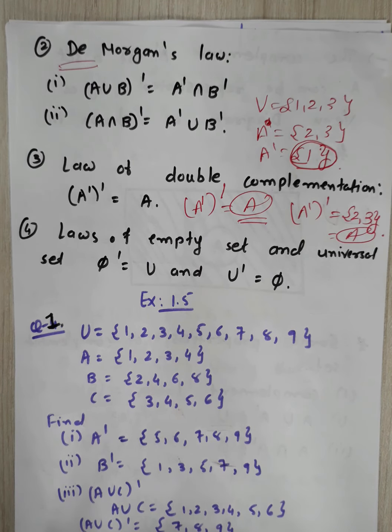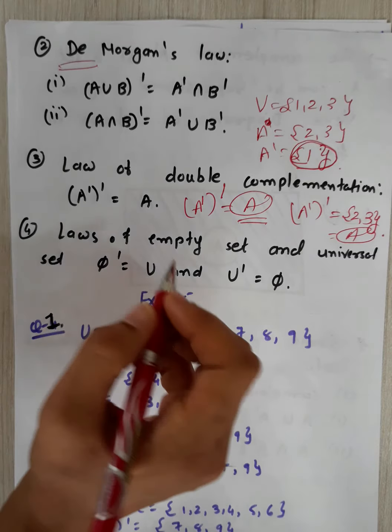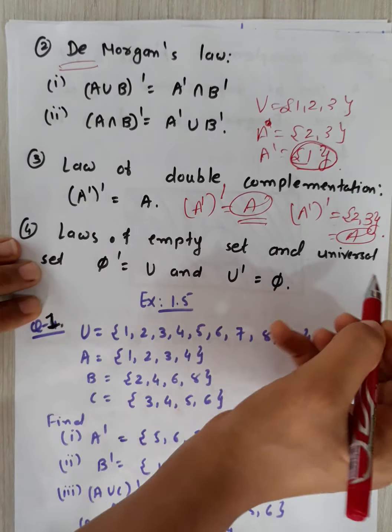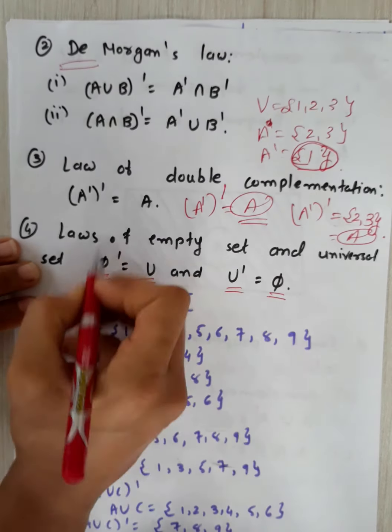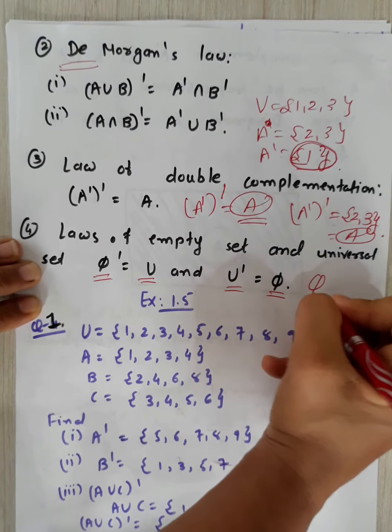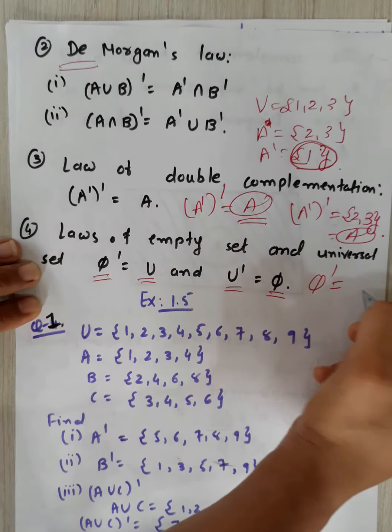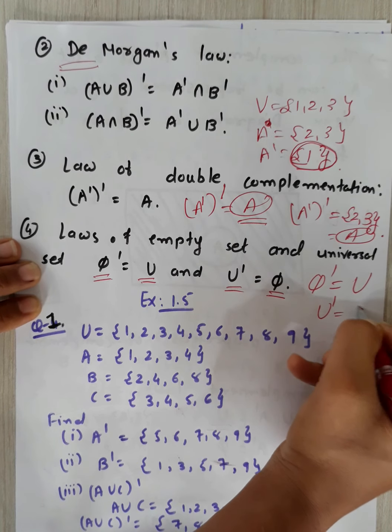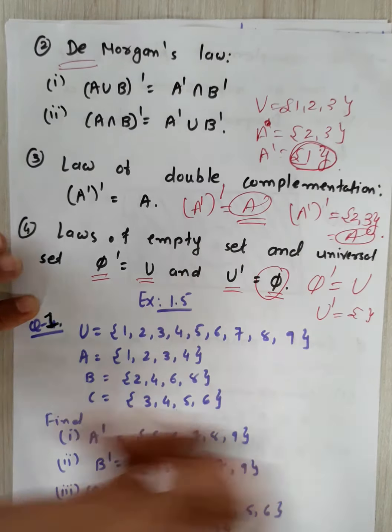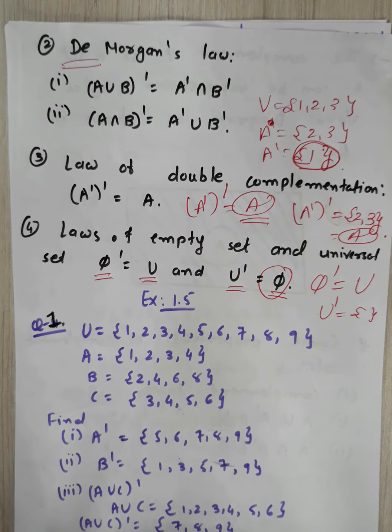Laws of empty set and universal set. Phi dash is equal to U and U dash is equal to phi, which means laws of empty set and universal set. Phi dash is equal to U and U dash is equal to phi. If we are taking phi dash, means empty set is not there, so it will be U, it will become the universal set. And U dash means universal set is not there, so it will become phi, right? So this is the laws of empty set and universal set.